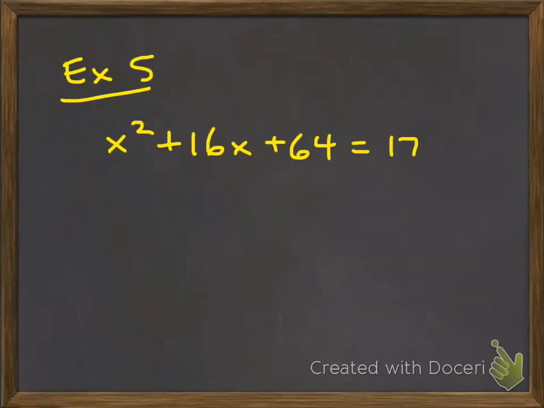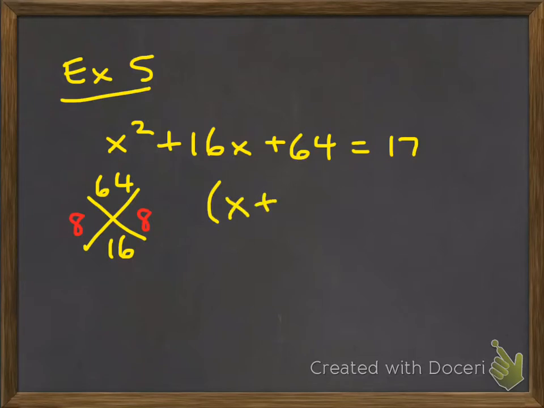Okay, example 5, x squared plus 16x plus 64 equals 17. We could subtract 17, but if you do a diamond, then it doesn't work. So we're going to see what we can do with a diamond just on the left side. 64 on the top and 16 on the bottom. That gives us 8 and 8. 8 times 8 is 64, and 8 plus 8 is 16. So this is x plus 8 times x plus 8. So x plus 8 quantity squared equals 17.